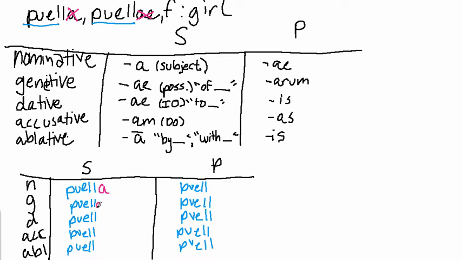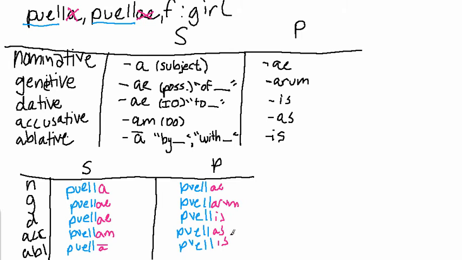A, ae, ae, am, a, ae, arum, is, as, is. So this would be puella, puellae, puellae, puellam, puella, puellae, puellarum, puellis, puellas, puellis.